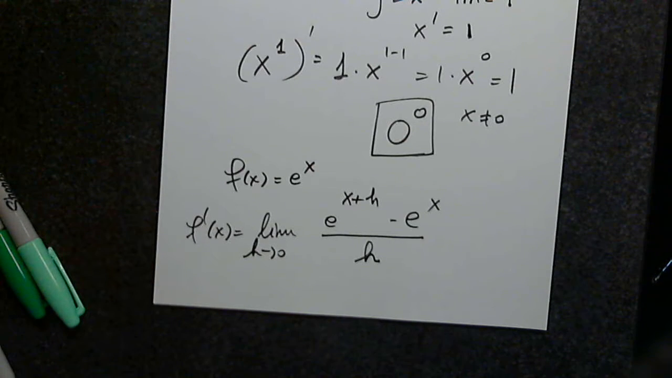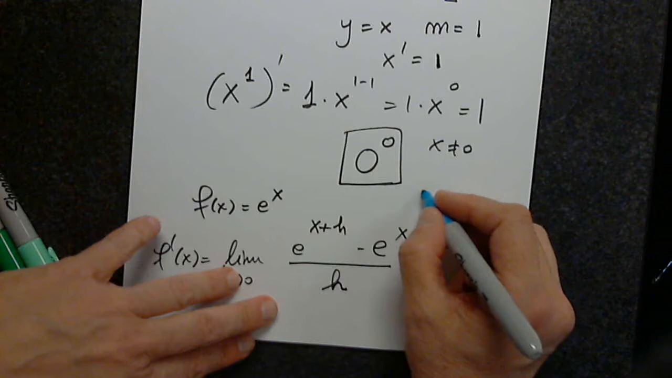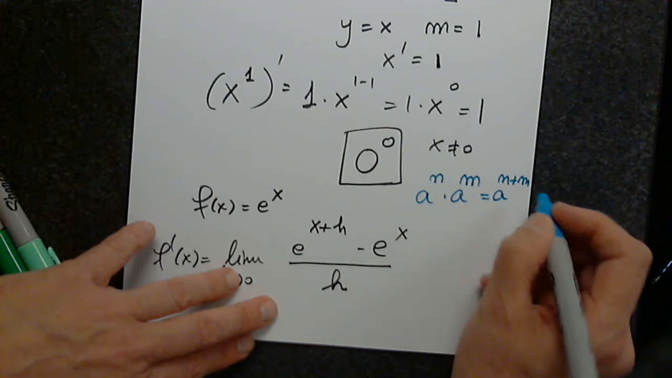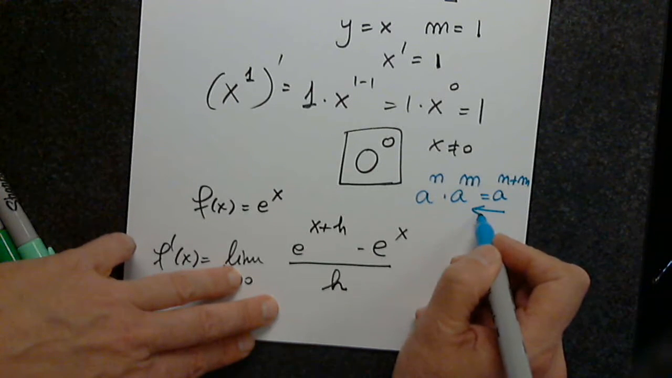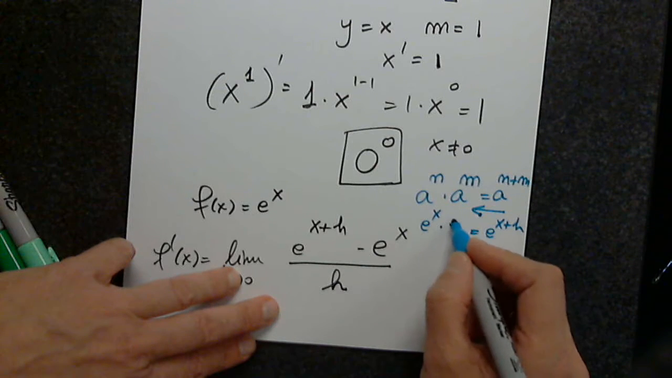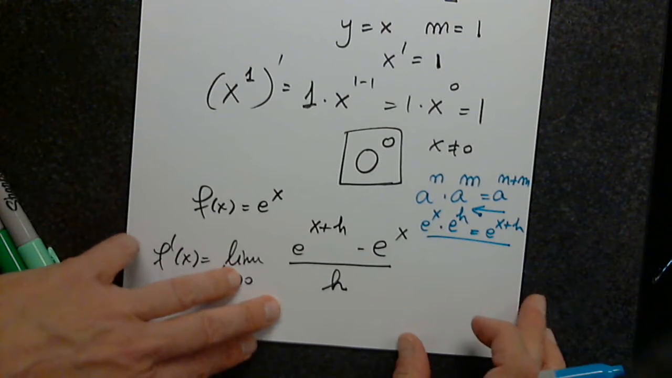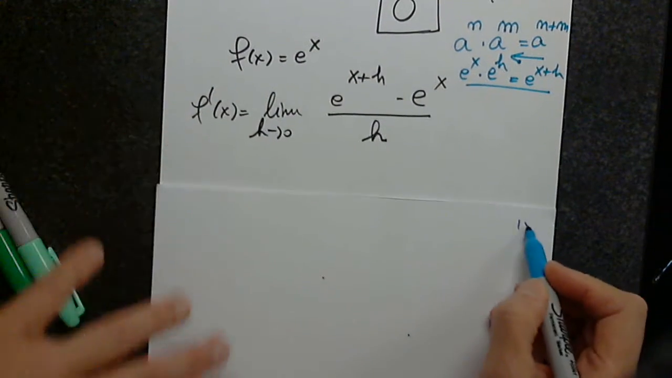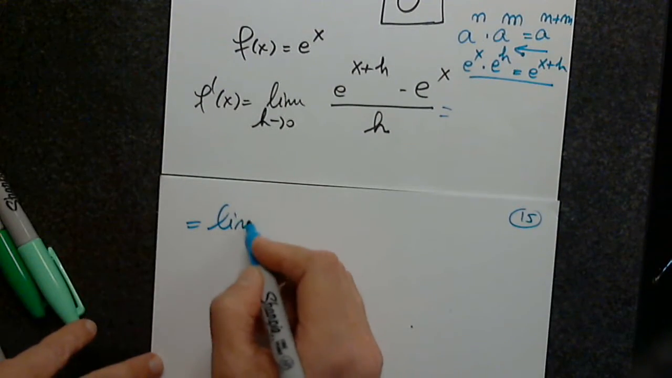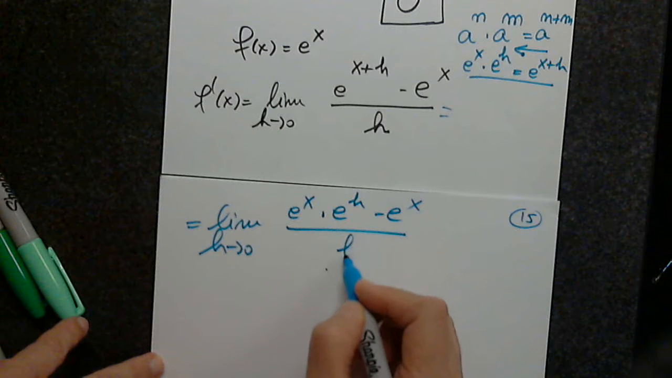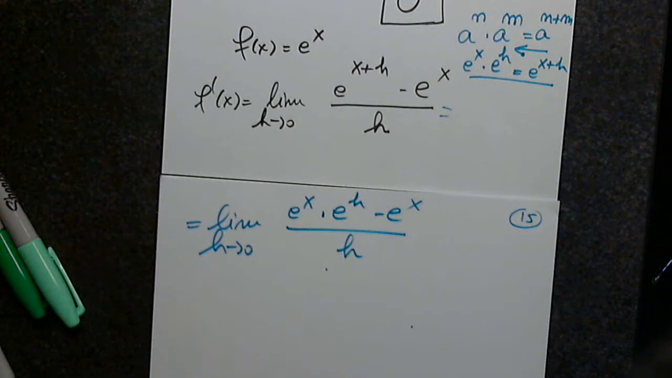Now, let me caution you, or just to refresh your memory, that a raised to n times a raised to m is a raised to n plus m. Do you agree? But I can also go backwards, meaning e to x plus h is e to x times e to h. Do you agree with this? Perfect. I'm going to use it right this moment. So let's take a look. So limit as h approaches 0, e to x times e to h minus e to x divided by h. Look at the top expression and say, I know what you're going to do next, and I promise you that if you're on the right track, I'll do it.